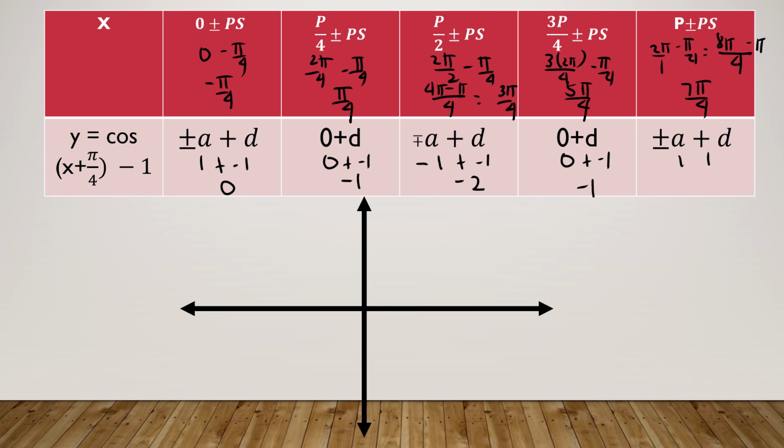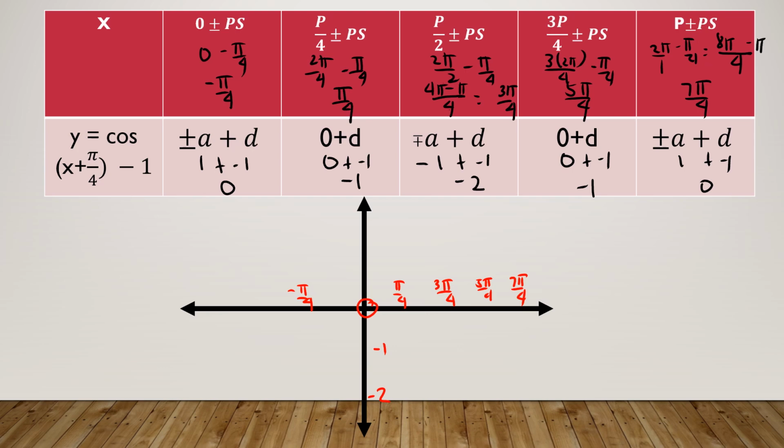And 1 plus negative 1 is 0. After that, we're going to write the values of x in the x-axis. So we have negative pi over 4, pi over 4, 3 pi over 4, 5 pi over 4, and 7 pi over 4. For y values, we have 0, negative 1, and negative 2. Now let's plot the points.